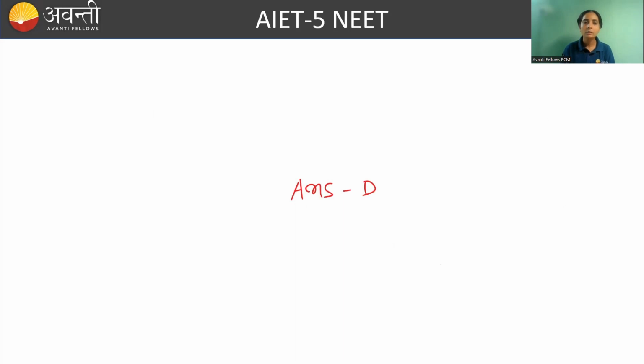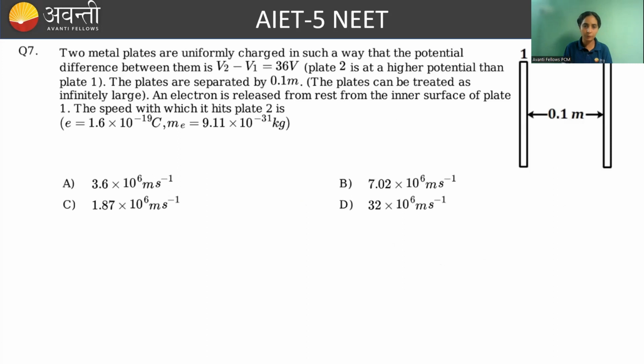So the next question is on the screen, you can see. Two metal plates, this is question number 7 of your paper. Two metal plates are uniformly charged, and the potential difference is given. If this is V1 and this is V2, the potential difference is 36 volt.